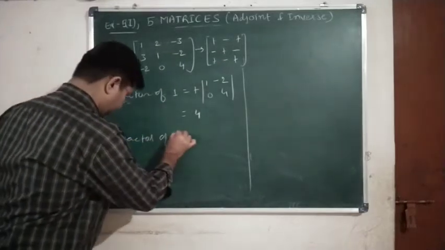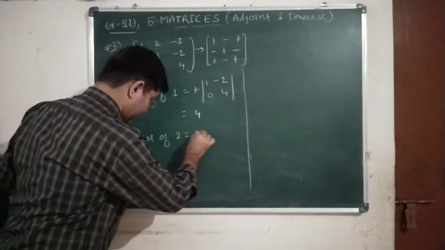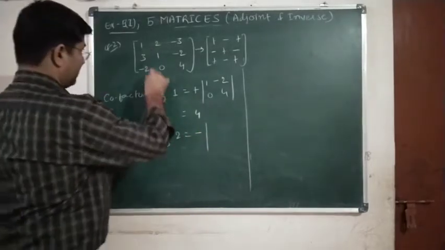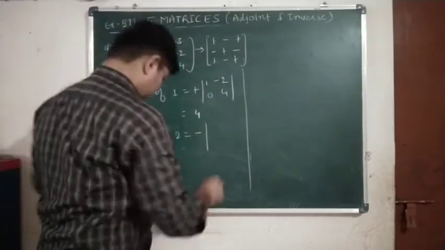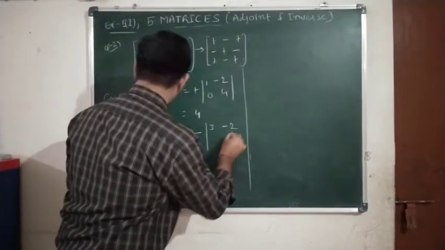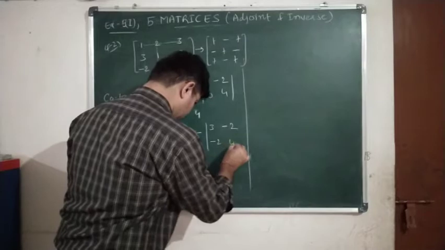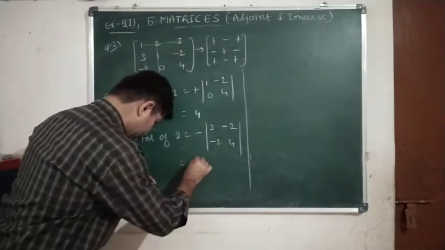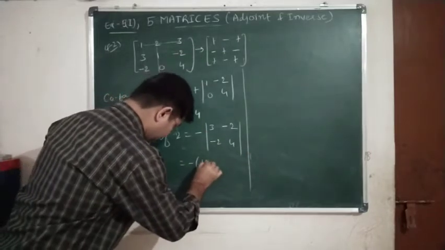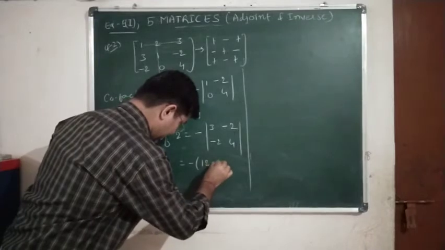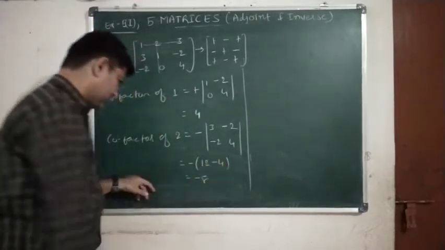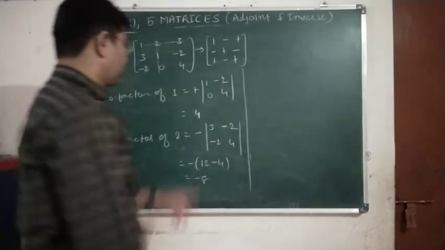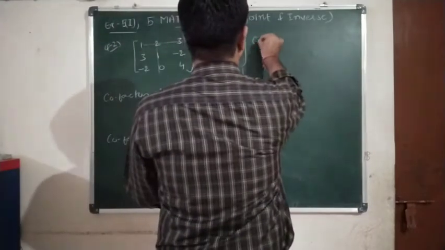Again, cofactor of 2, sign convention is minus. Okay, what will the determinant be? 3, minus 2, minus 2 and 4. Now let us solve the determinant. 3 4s are 12, minus 4, so 12 minus 4 is 8. So we have minus 8. Okay, that is the cofactor of 2.